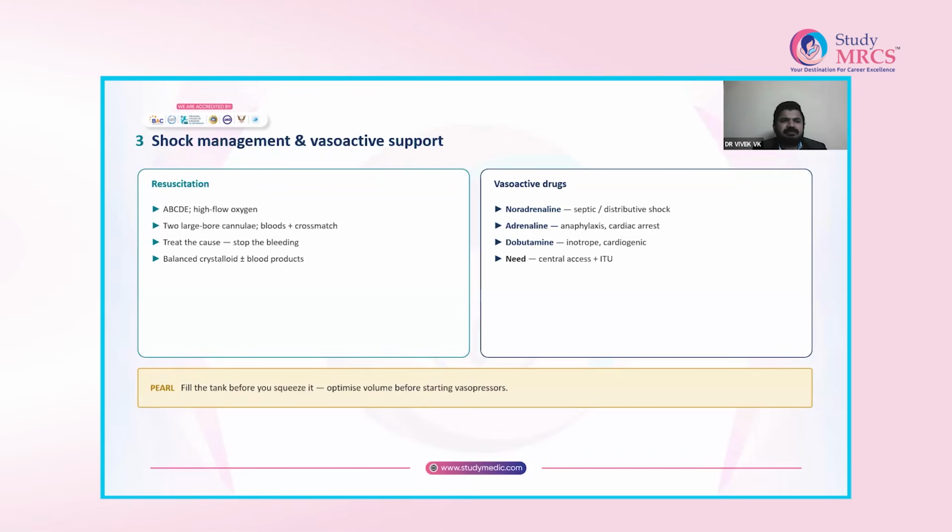So the key pearl is fill the tank before you squeeze it. Suppose a patient is experiencing hypovolemic shock due to hemorrhage, you have to replace the blood first before starting the vasopressors. So in hemorrhagic shock, you have to give the fluid and the blood before starting the vasopressors. So that is a key point.